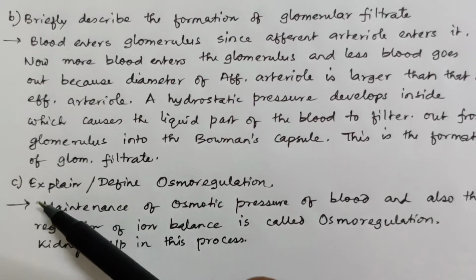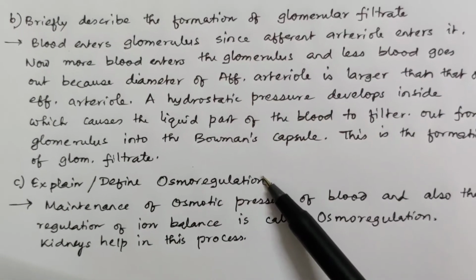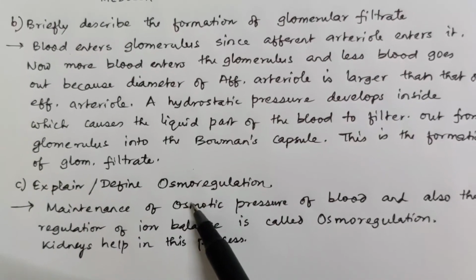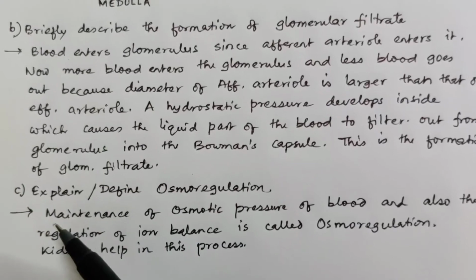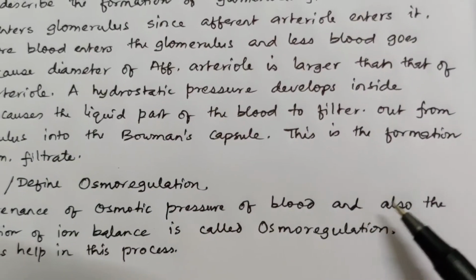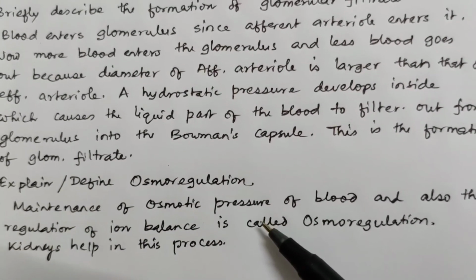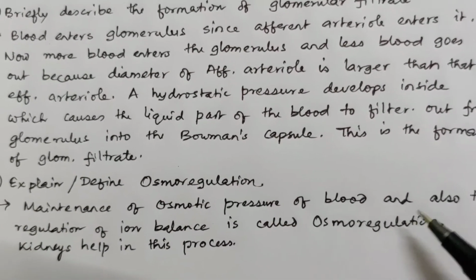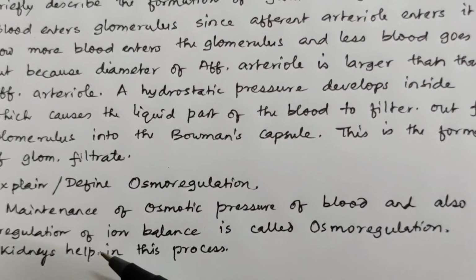Question number C. Explain or define osmoregulation. Osmoregulation. Osmo means osmotic pressure and regulation means regulation, the maintenance. So it is the maintenance of osmotic pressure of blood and also the regulation of ion balance in the blood. It is osmoregulation. Which organ helps in this process? Our kidneys.